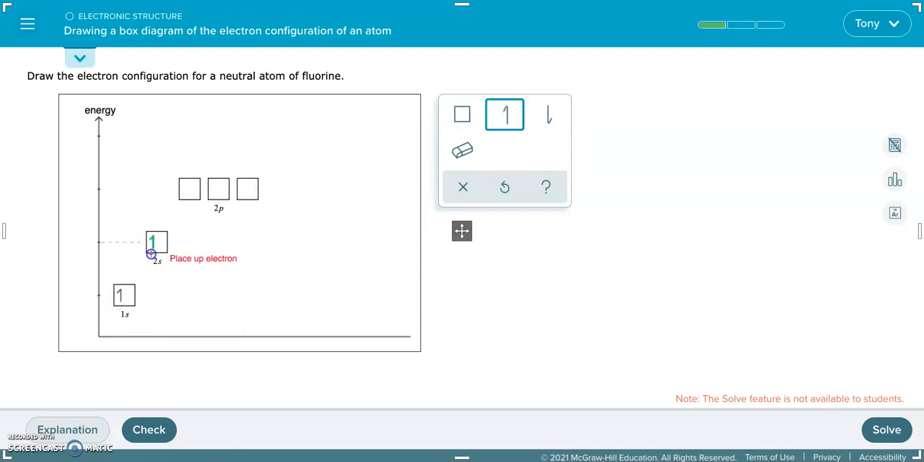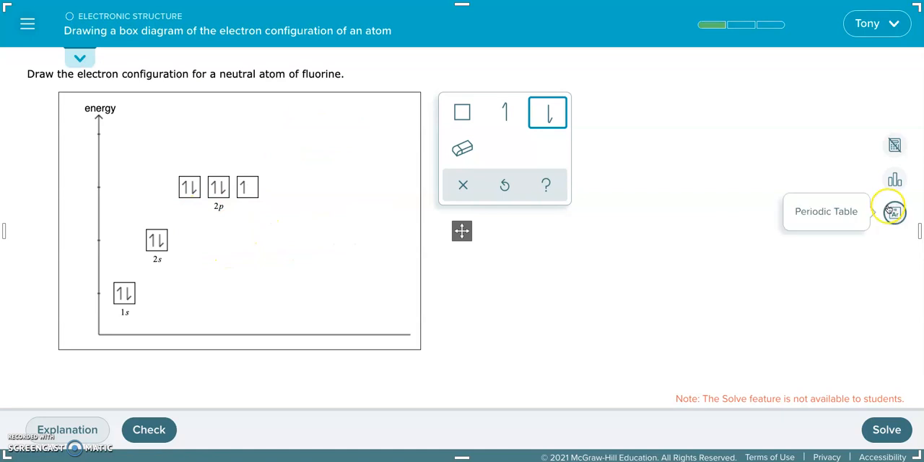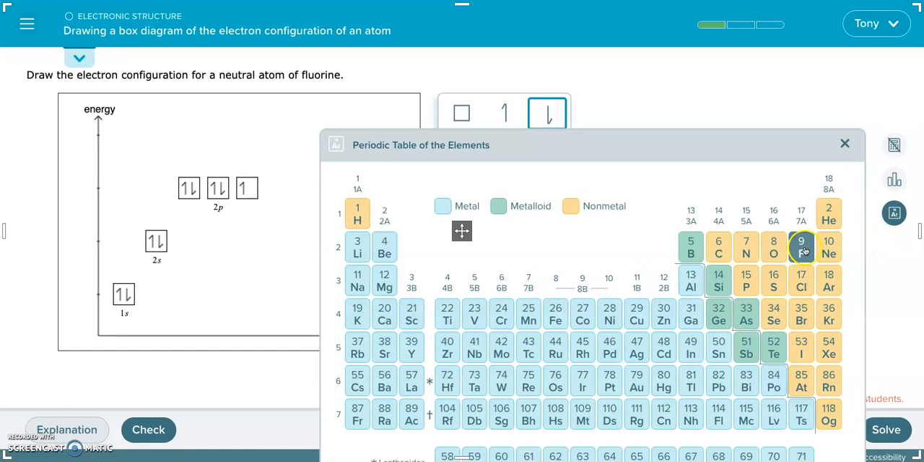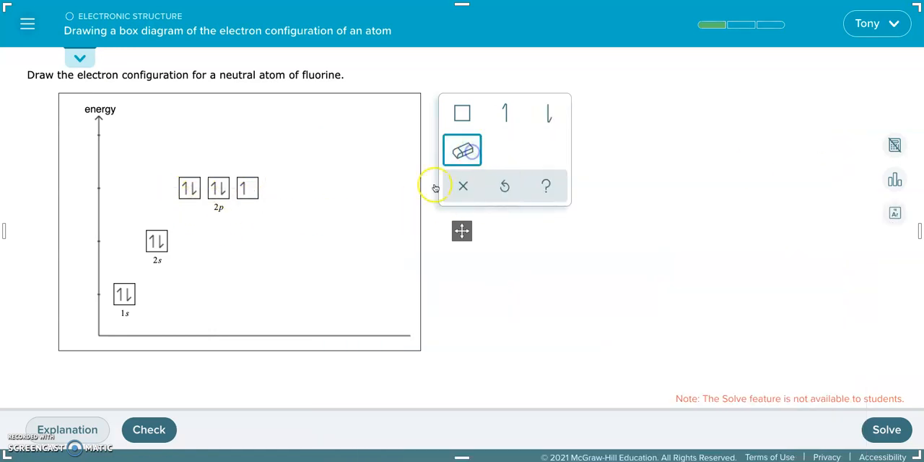Now my electrons: 1, 2, 3, 4, 5, 6, 7, 8, 9. I just remember that fluorine is 9, and so that's how I knew that. But if we want to double check, we can always go back to our periodic table. Fluorine has 9 protons. A neutral atom would have 9 electrons. So in my 2p, I'm only going to have 5 electrons filled in. And so this is what that should look like here. I'm going to use this tool again so I can draw your attention to it without making it too confusing. So hopefully that makes sense, how to do this topic.